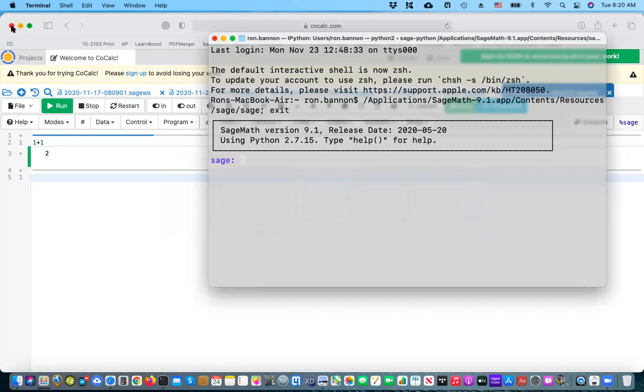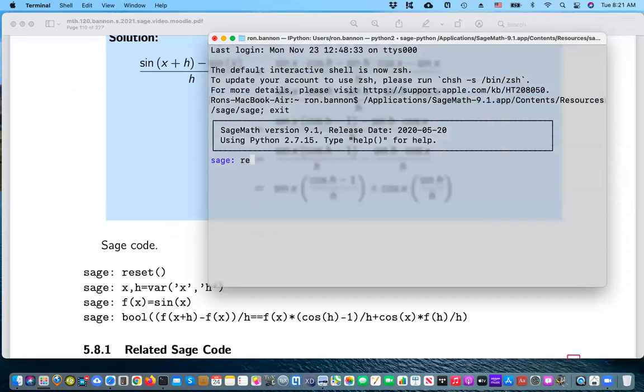It's using my Python. So let me go back and I'm going to type this stuff in, reset. I'm looking at the screen. And I notice I define a variable, x and h, var x and h. You get the idea? And then they say f of x is assigned, this is not an equality, it's an assignment operator, the function sine of x. And then they say bool. What does bool stand for? It's a Boolean. It'll return either true or false.